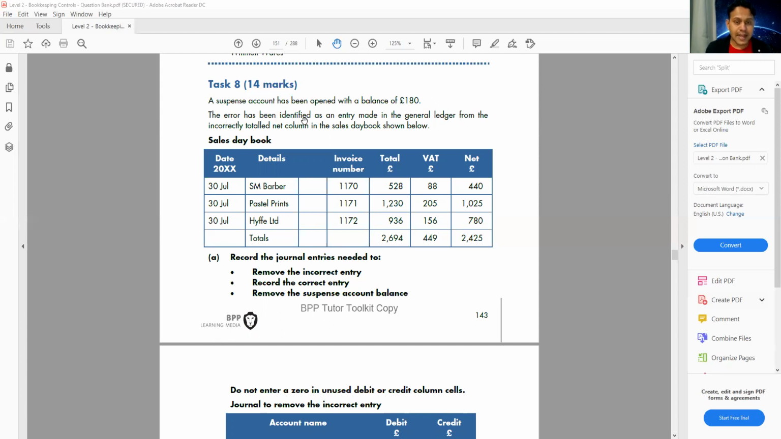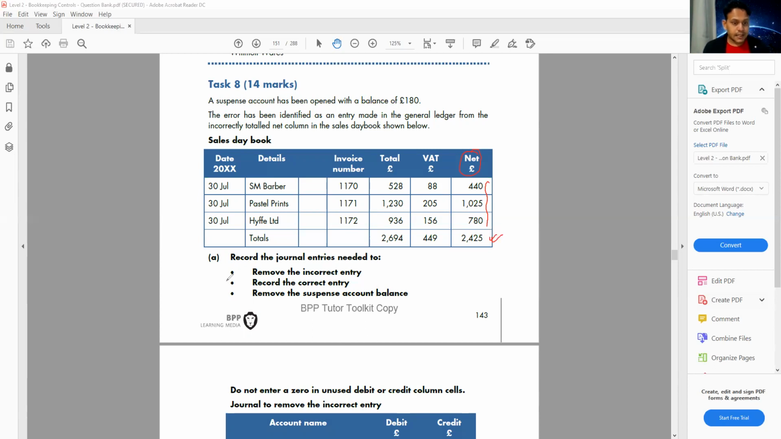The error has been identified as an entry made in the general ledger from the incorrectly totaled net column. They said the total net column is incorrect. Okay, on the sales table, can you check this one? They said this total is incorrect. We add this one up and check if the total is correct or incorrect.